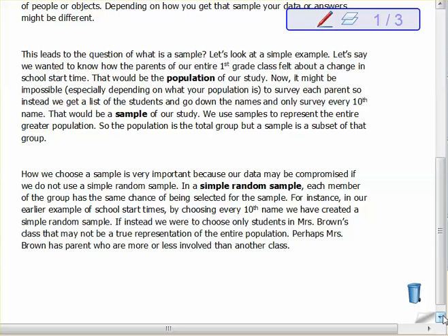Do you see the difference in that? That we could bias or we could taint our data by just the way that we choose our sample. So you always want it to be random, just a randomly chosen group of people that would represent your entire population.